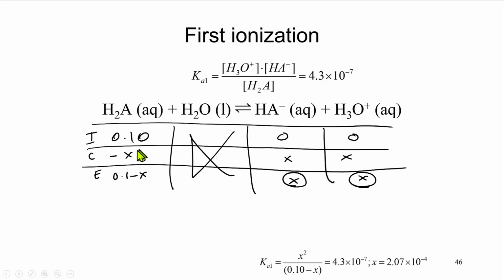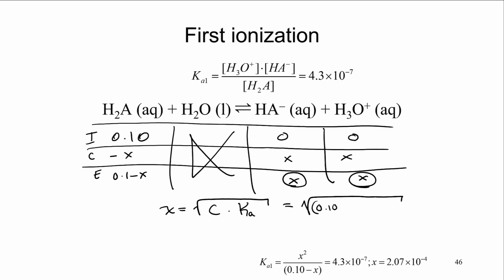So that's 10 to the minus 1, 10 to the minus 7. It's way more than 100 times. And so it's easy to approximate this. So when you see that, you should just pretty much immediately go x is equal to the square root of C times Ka.